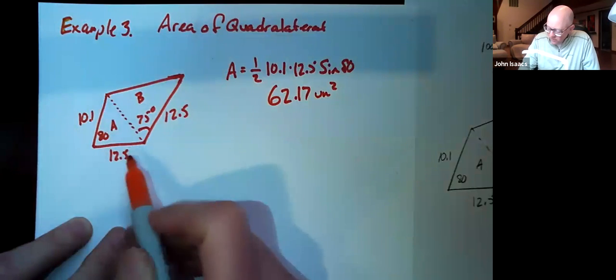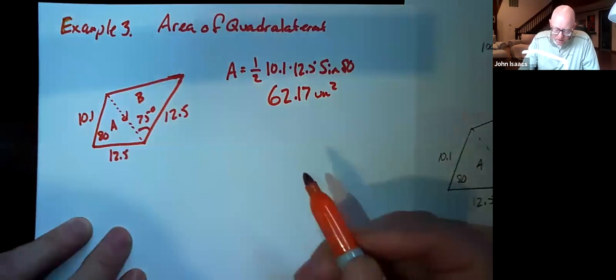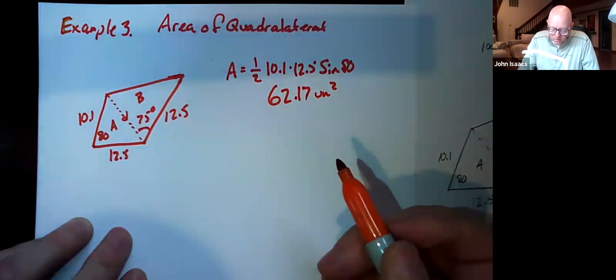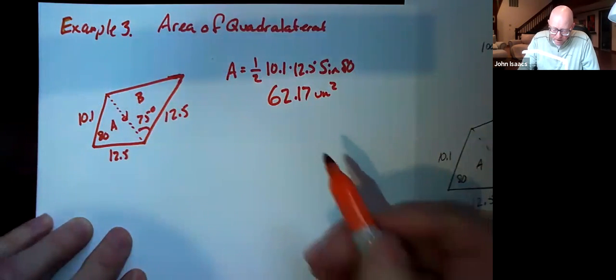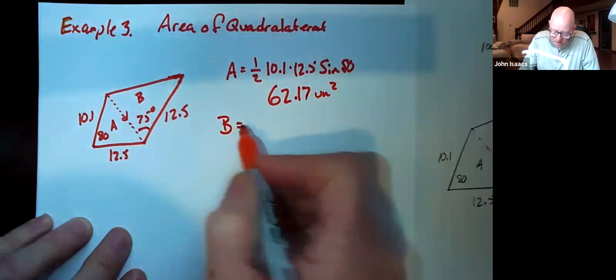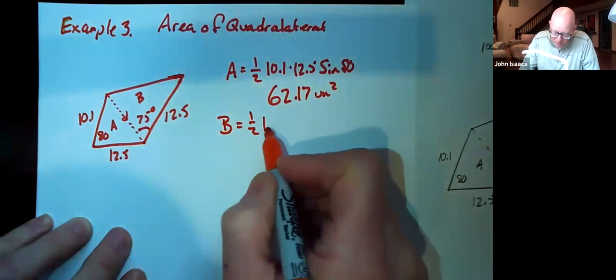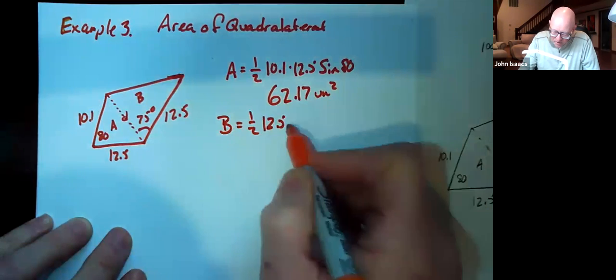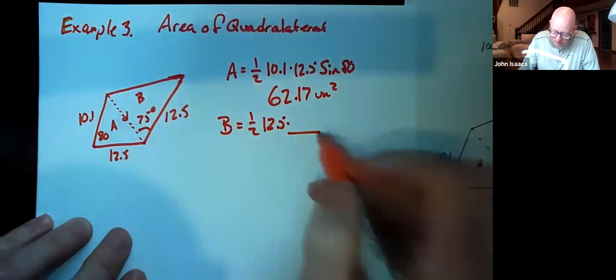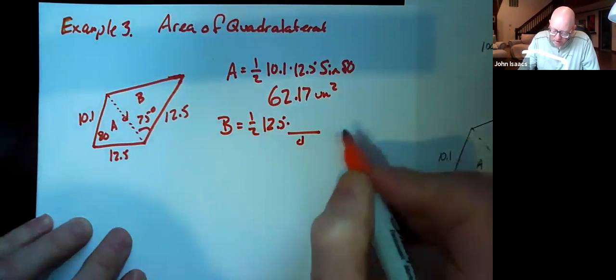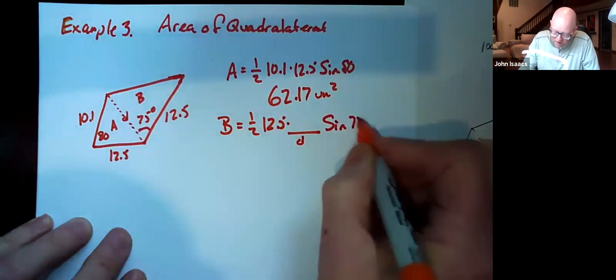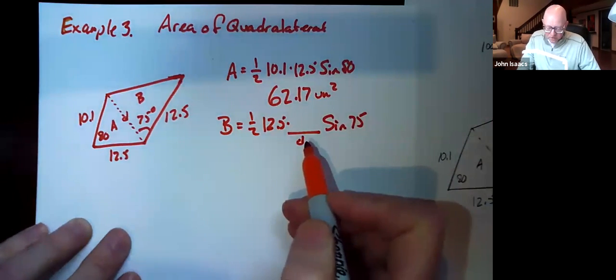All right. Now, triangle B has this side defined and an angle, but we don't have this side. Let's call this side D. So D isn't ready for us. We could find area B using 1/2 of 12.5 times this unknown side D, times sine of 75. But we don't have D yet. So how do we get D?